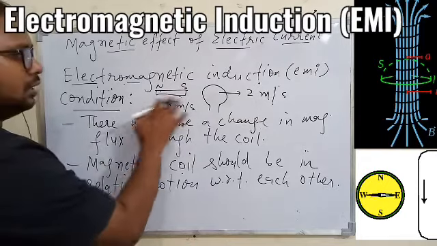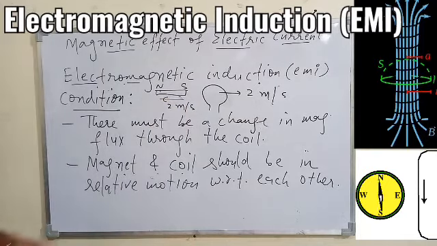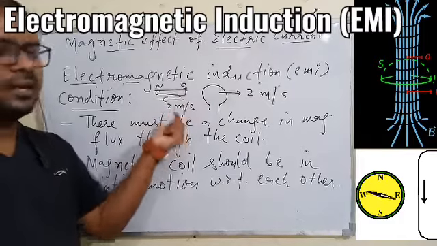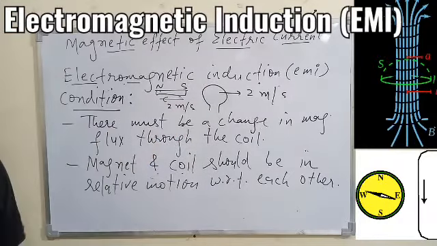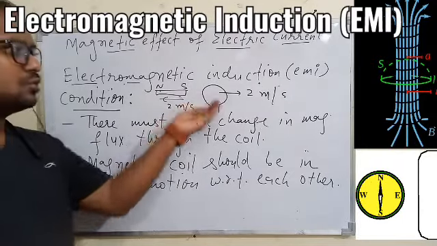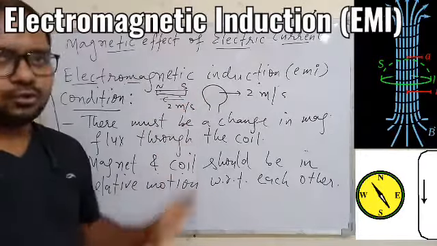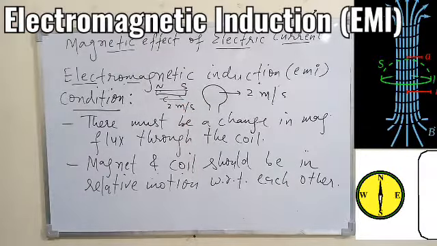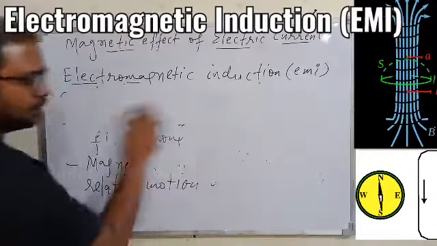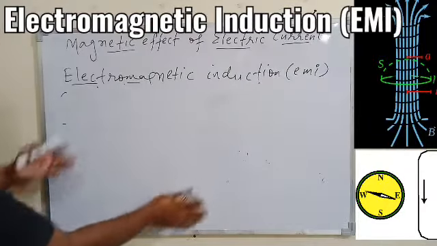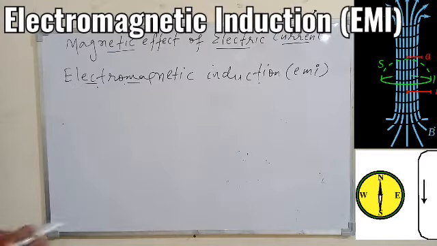But if they start moving in opposite directions, then for some time you will be able to see the current in the coil, because when they are moving away from each other, maybe the speed is the same but the direction is opposite, in that case also the flux will change and the current can be induced. So these are the different concepts we have to remember for the EMI. So electromagnetic induction is nothing but the production of a current in a conductor or a coil with the help of a magnetic field or a magnet.